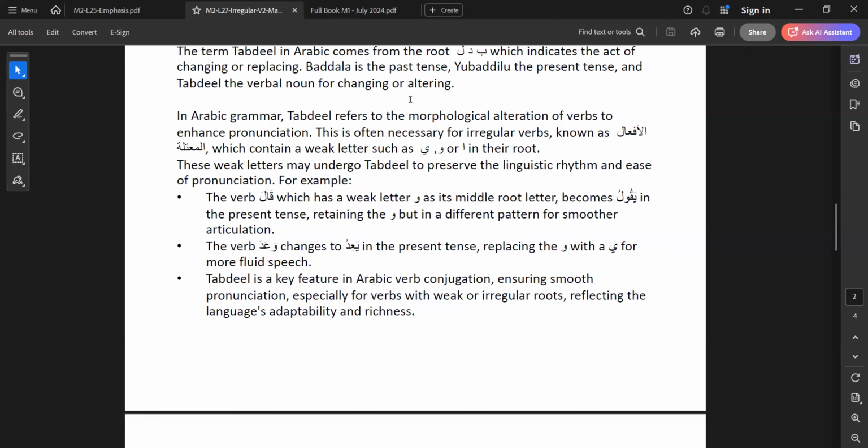And the third part of the Ghairu Sahih afal is muda'af, where we have the same letters repeating, double letters in the third and the second radical. Exactly. Thank you.